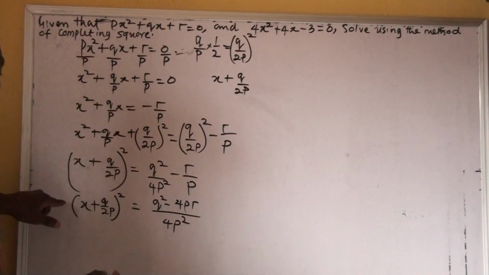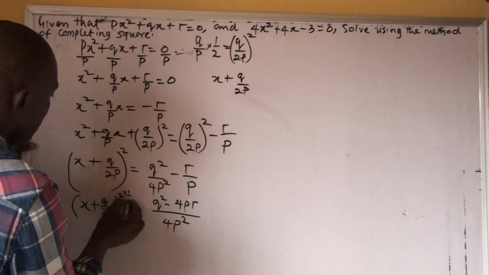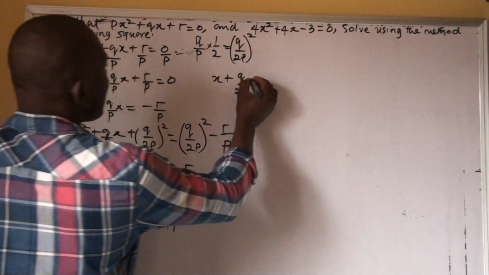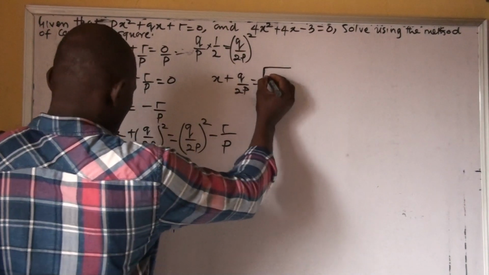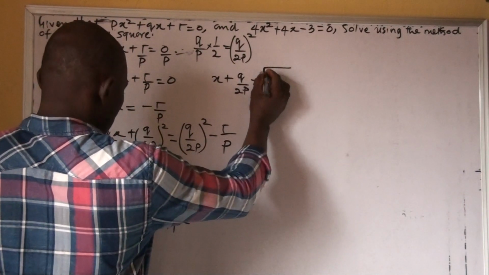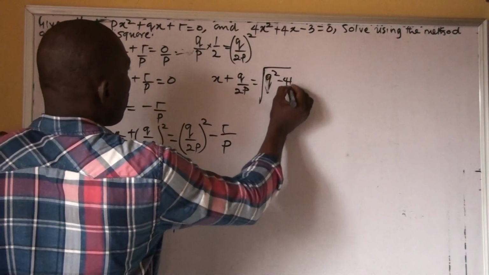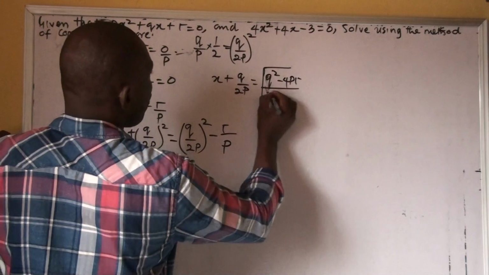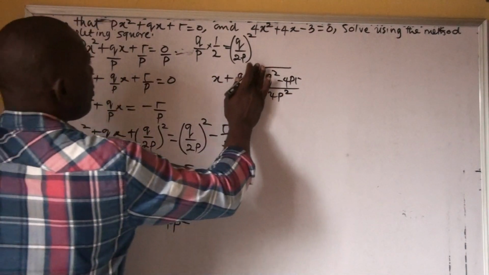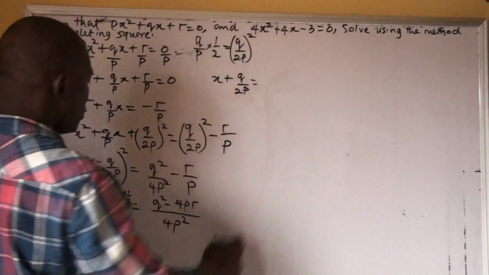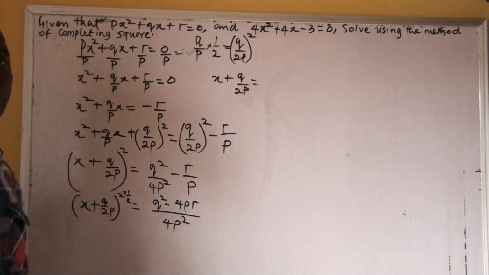Now when it says take square root of both sides, that means the square is off, and it is times half. So on the right hand side, this becomes the square root of q square minus 4pr all over 4p square. Okay, that will not end there, because here we are going to have two possible values.